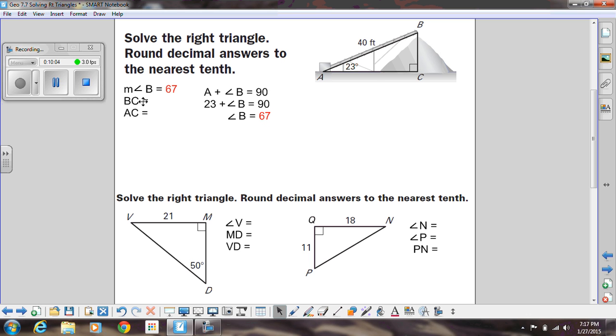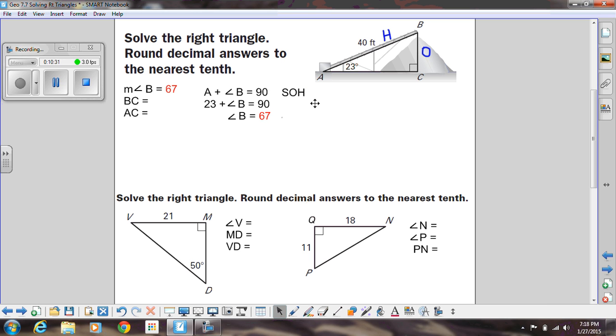So let's move on to BC. All right, so BC, I'm trying to get this. So we're dealing with BC. I'm going to mark this. BC is opposite of angle A. And then I also have this given length of 40, which is the hypotenuse. So that's why I have it written here.